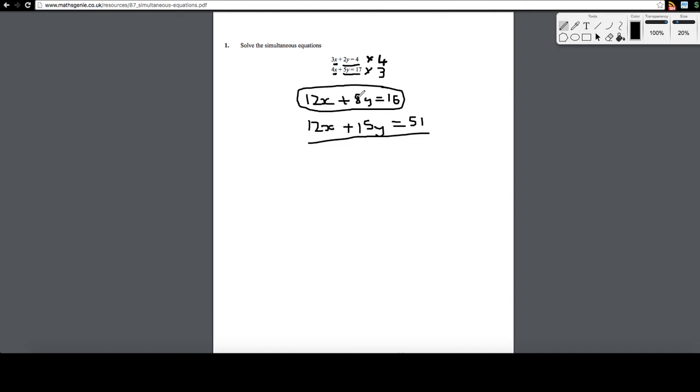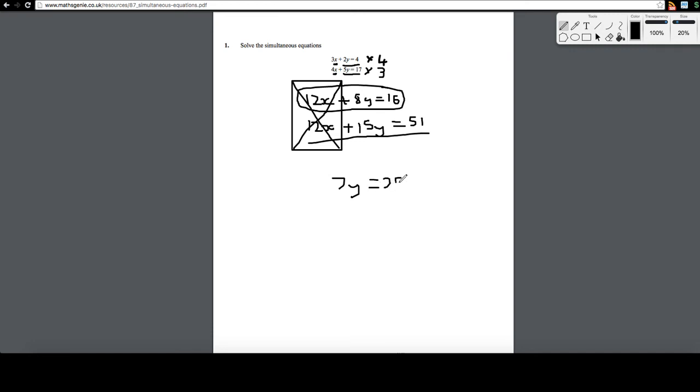We can cover this part out. We can cover that, so that is gone. That part is crossed off. We no longer need that. Take away 8y from 15y, which will give us 7y, and then 16 from 51 equals 35.